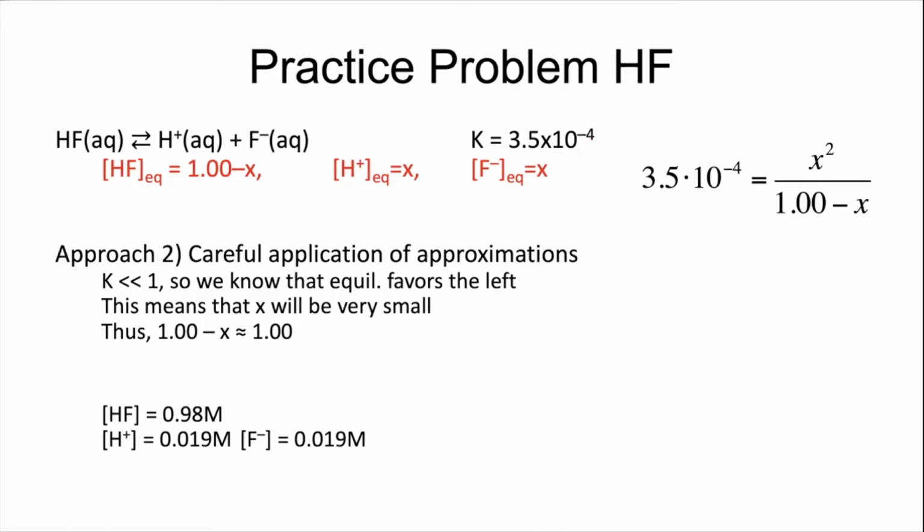So this is what you need to realize. First, the value of our k is very small. So even though we're starting with Q equals 0, only a little bit of product is going to be formed. 3.5 times 10 to the minus 4th is a pretty small k. And that means when I'm subtracting 1 minus x, this x value is going to be pretty small. And what we're going to assume then is that 1 minus x is about the same as 1.